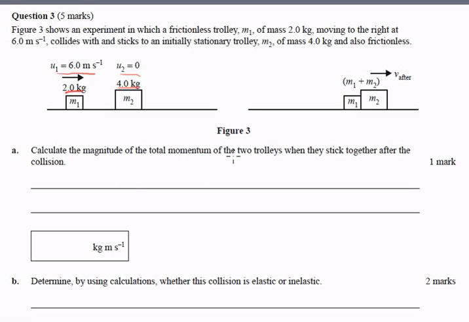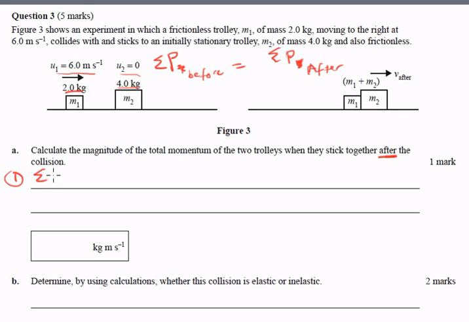The question asks for the magnitude of the total momentum of the trolleys when they stick together after the collision. What do we know about the total momentum before? We know it equals the total momentum after. We could have written it as the sum of the momentum. We don't really know enough information to work out the total momentum afterwards from the velocity. But if we can work out the total momentum before, it is the total momentum afterwards. So that's how we're going to do it.